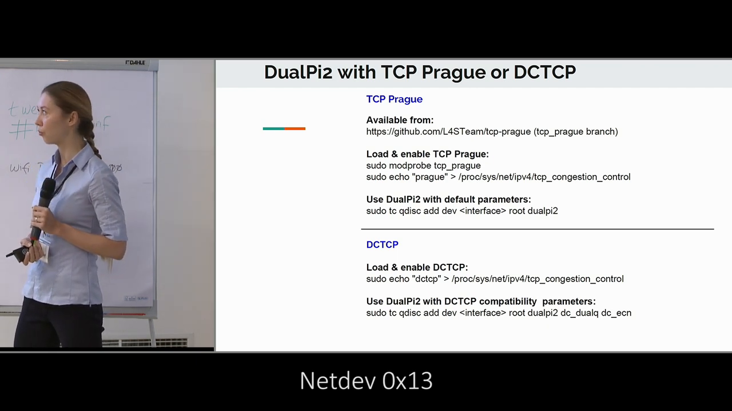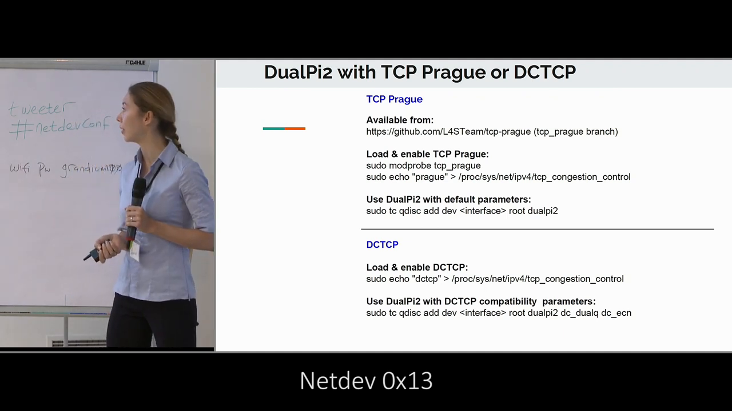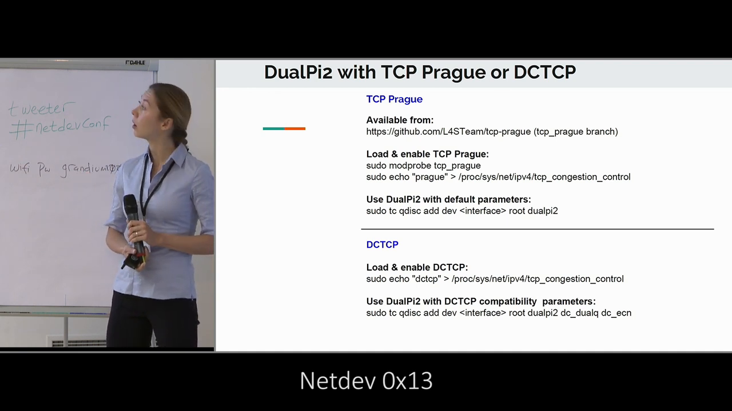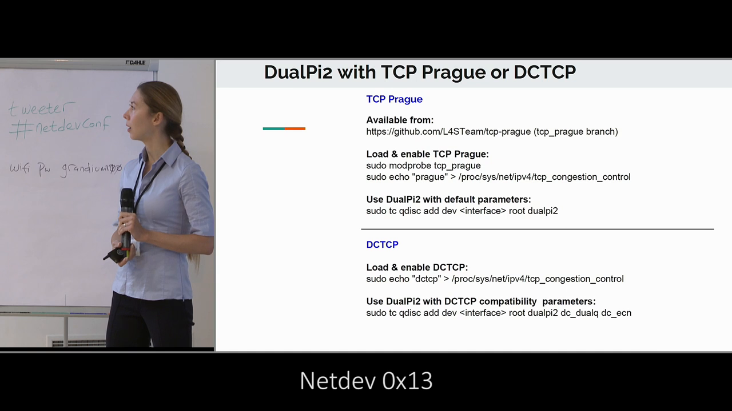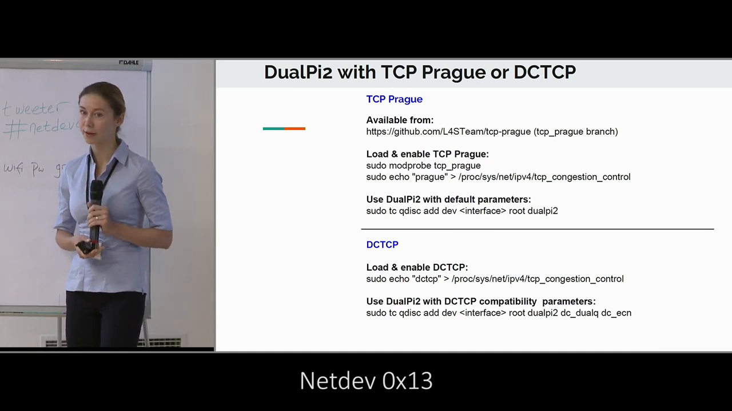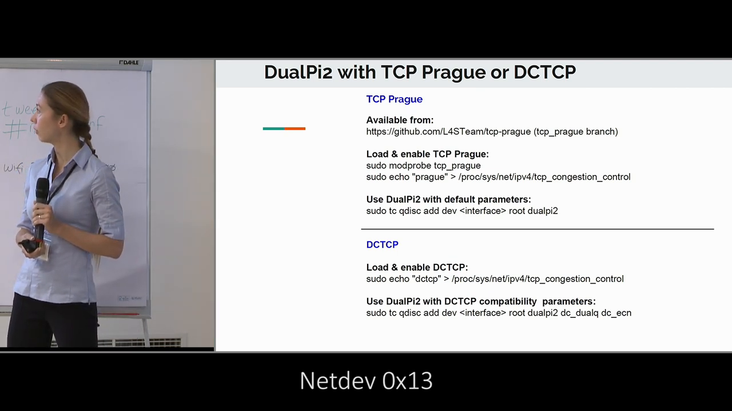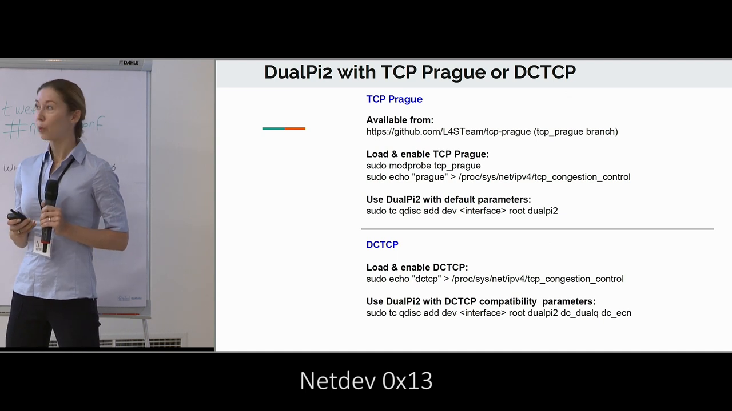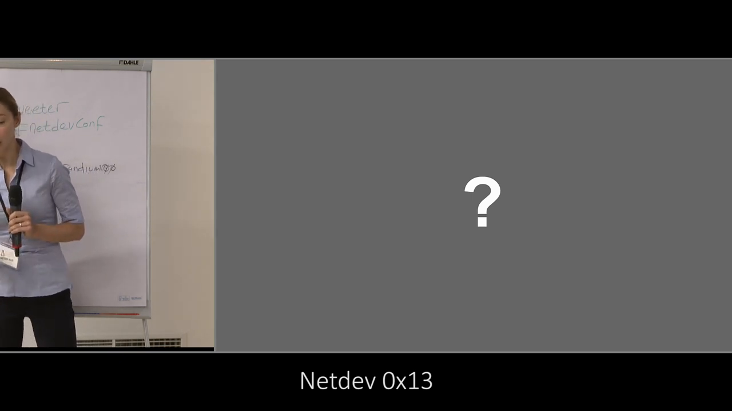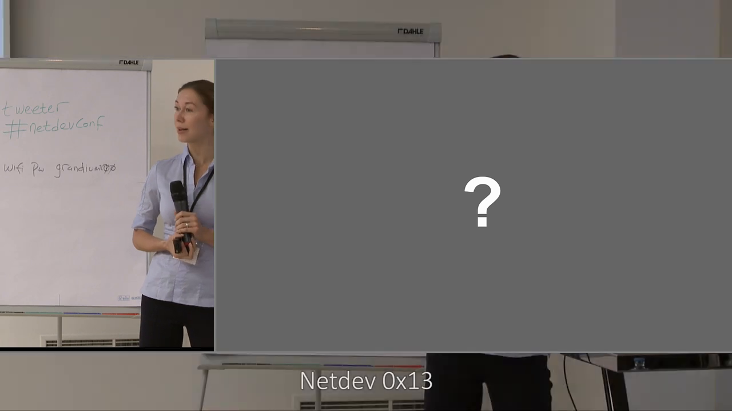And if you want to use it with DCTCP, as I already mentioned, you have to use the DC Dual Q and DC CN parameters that will use ECT 0 as an L4S classifier and not ECT 1, which is the default. So that's actually all I wanted to show, and I can answer questions if there are any.